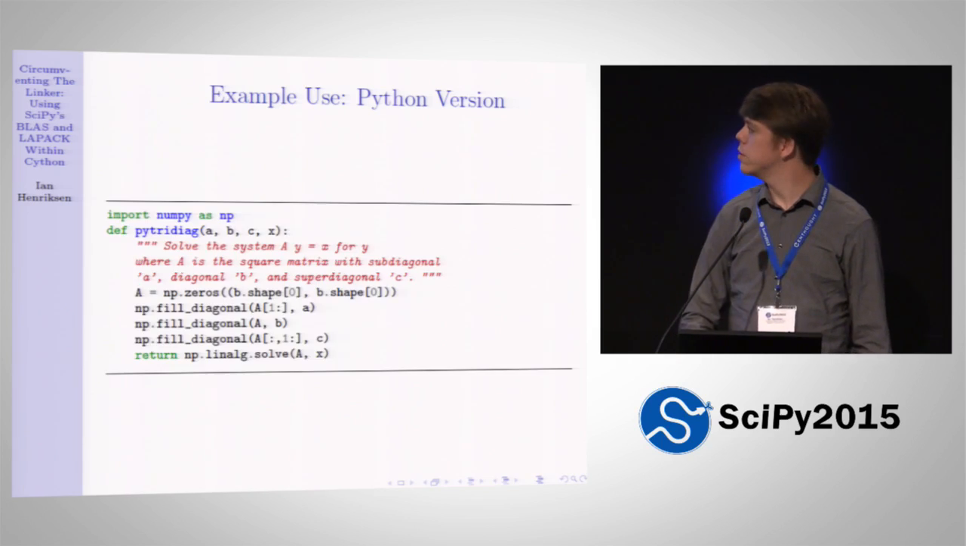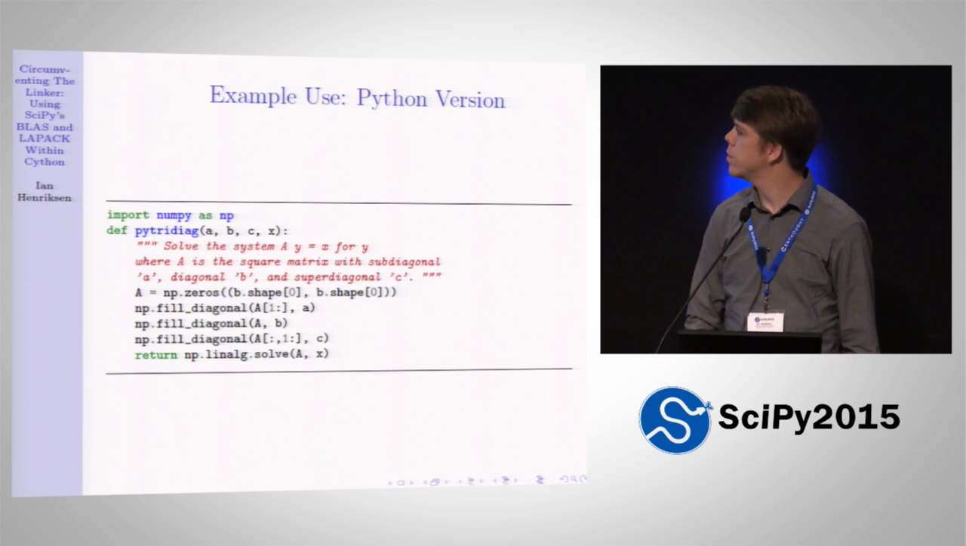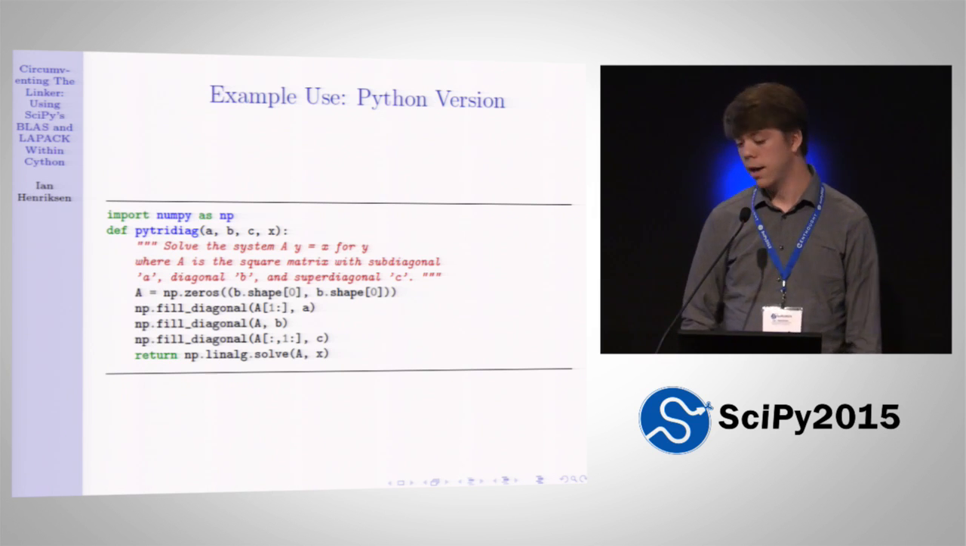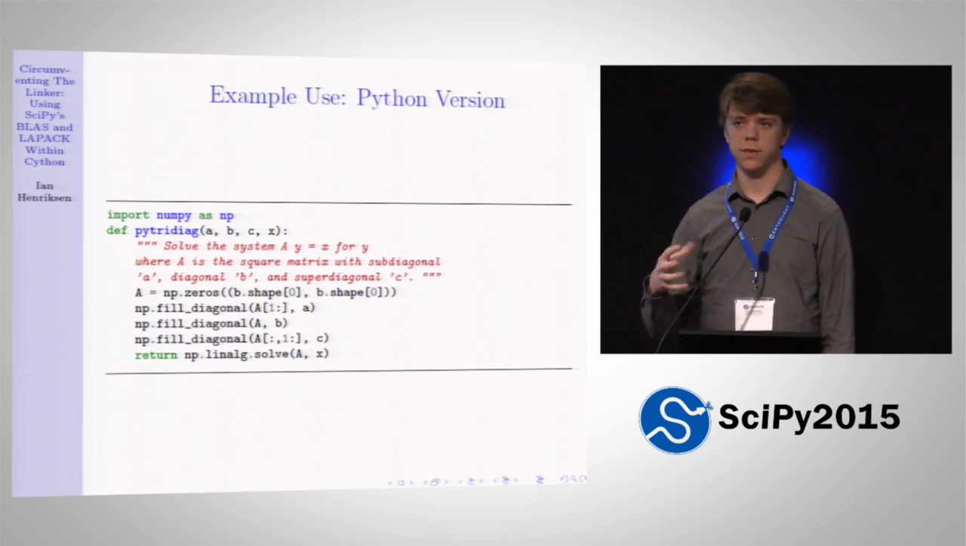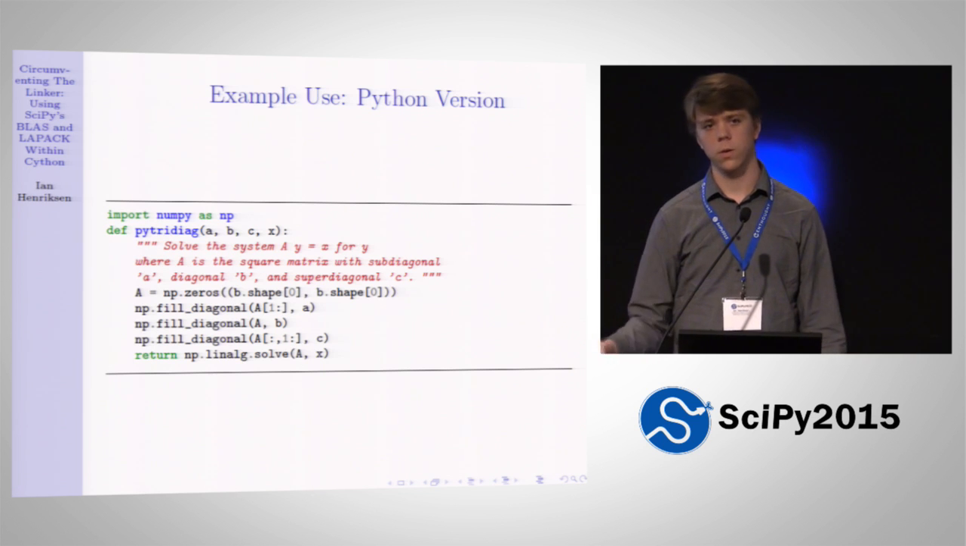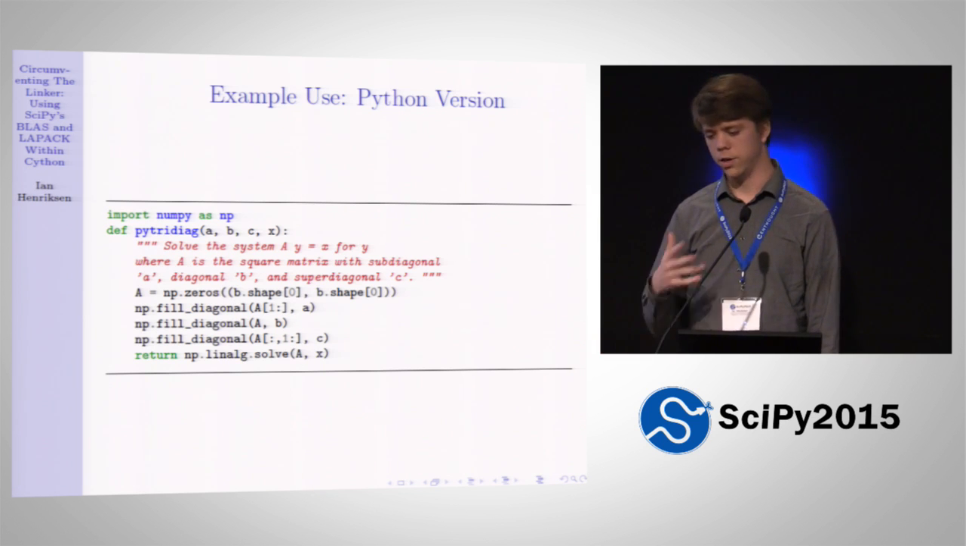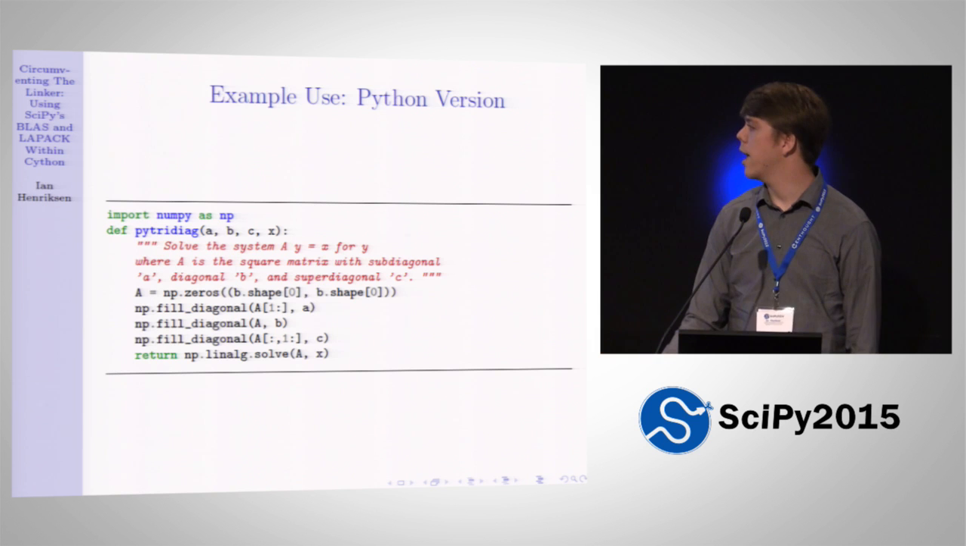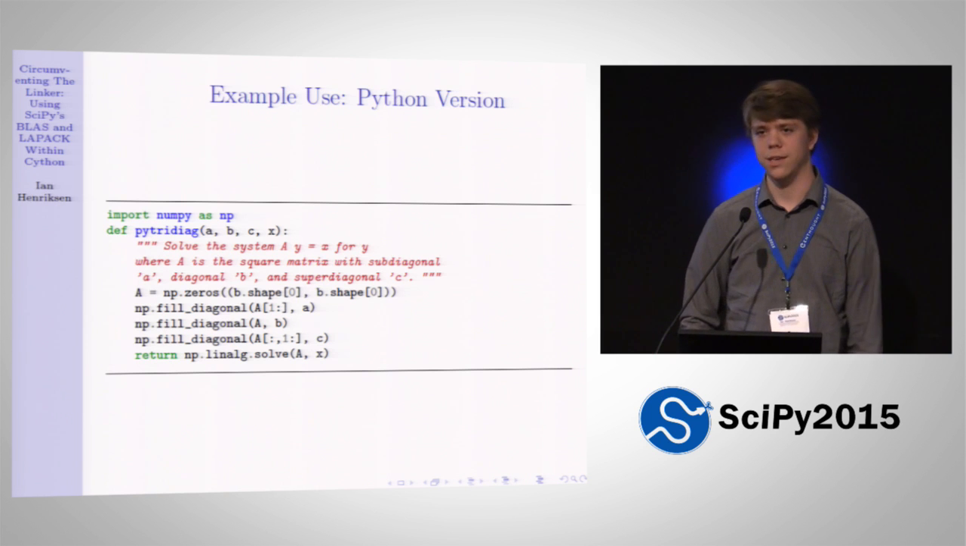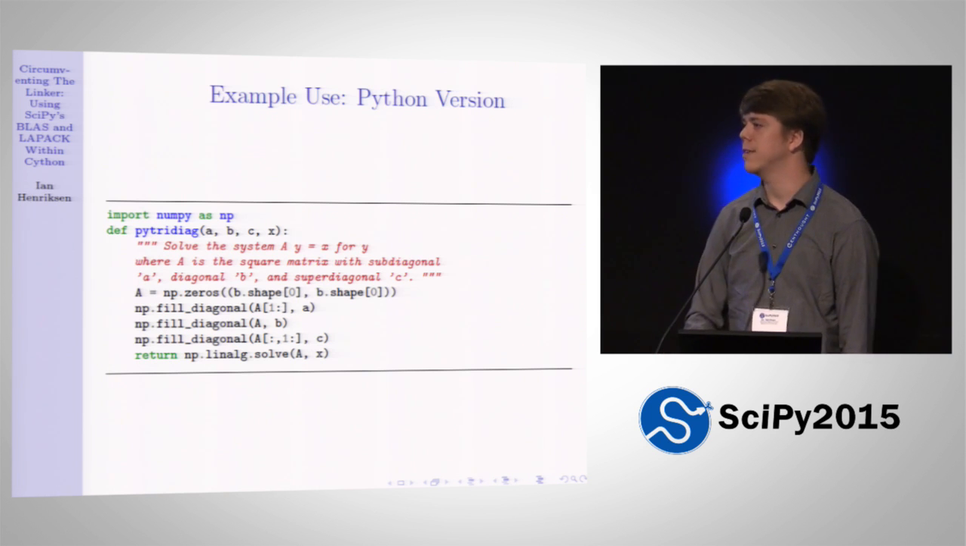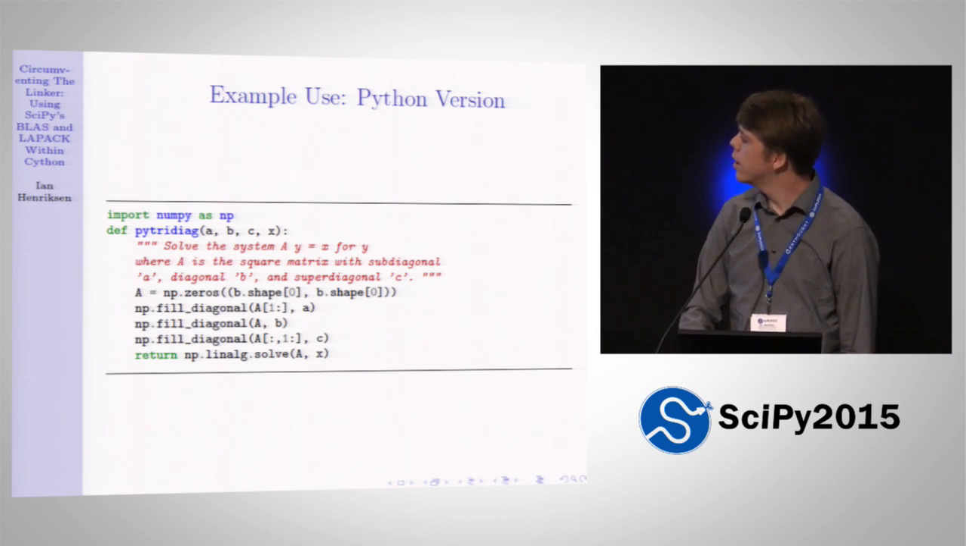So first off, just a very naive Python algorithm. This is just a tri-diagonal solve. And it's done by just constructing a matrix of zeros, and then just filling in the diagonal elements and solving. And for simple problems, this works great, but it's a whole order of complexity harder than it has to be for the computer to actually compute this.